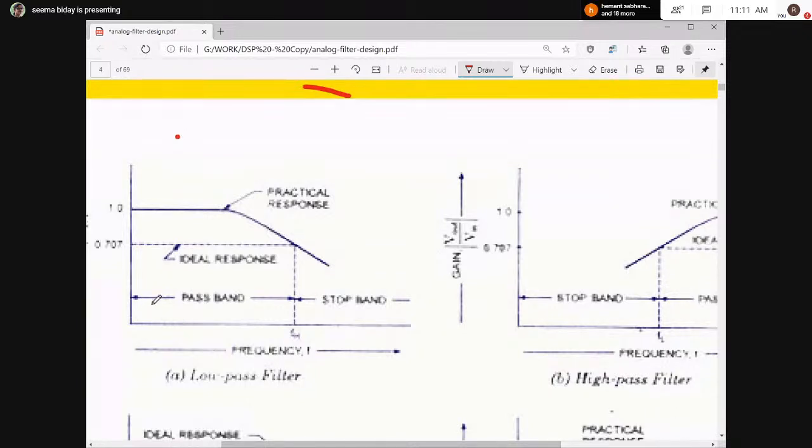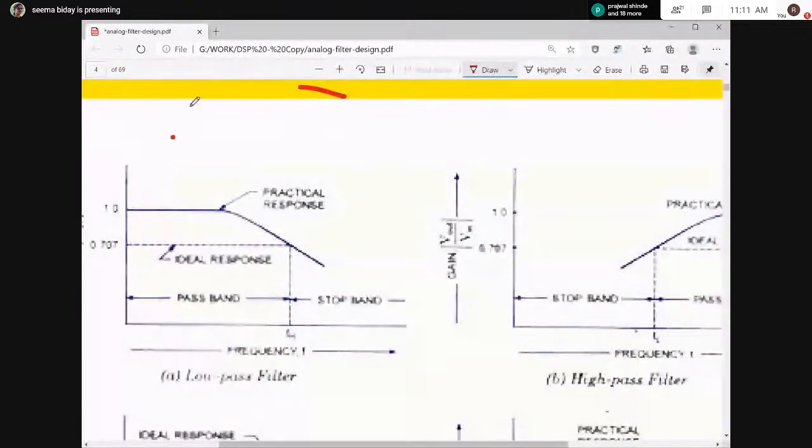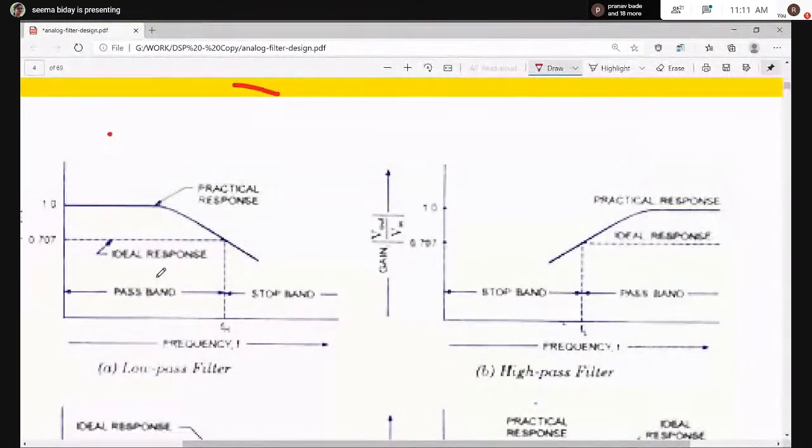Yes. Now, what is seen here? What is observed here? Yes, we'll see that this is the low pass filter. So the frequencies, this is the cutoff frequency, right? Now frequencies below cutoff are passed, while frequencies above cutoff are stopped. This is the pass band, this is the stop band.